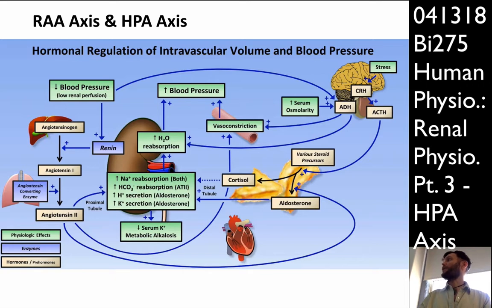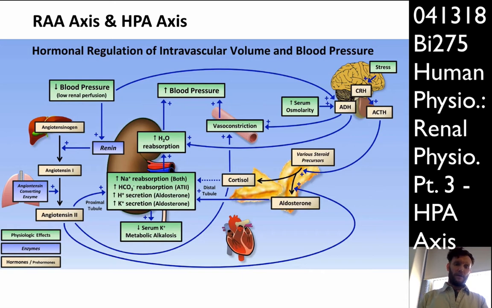We're getting close here. So ADH is responsive to an increase in serum osmolarity or the stretch receptors in the aorta and the carotid bulb. And that leads to vasoconstriction and also further water resorption by putting the aquaporins in the DCT and the collecting duct. Again, reinforcing the increase in blood pressure. I think that's all of the positive arrows.